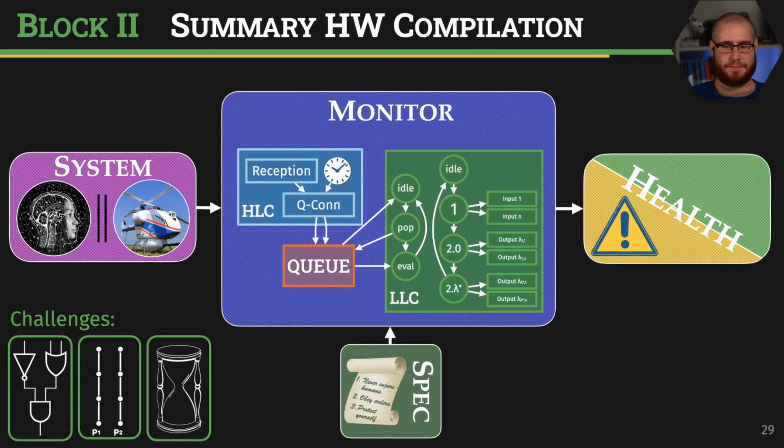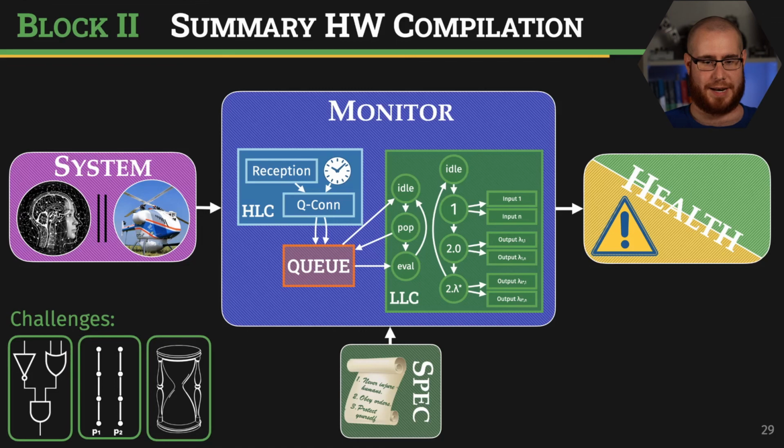Okay, to summarize, this is the hardware compilation. So we compiled the specification into 3 parts: a high-level controller taking care of the timing behavior, a queue as a connector between the HLC and the LLC, and an LLC consisting of 2 state machines that utilizes parallel execution of the hardware. And now you again have a chance to ask questions.